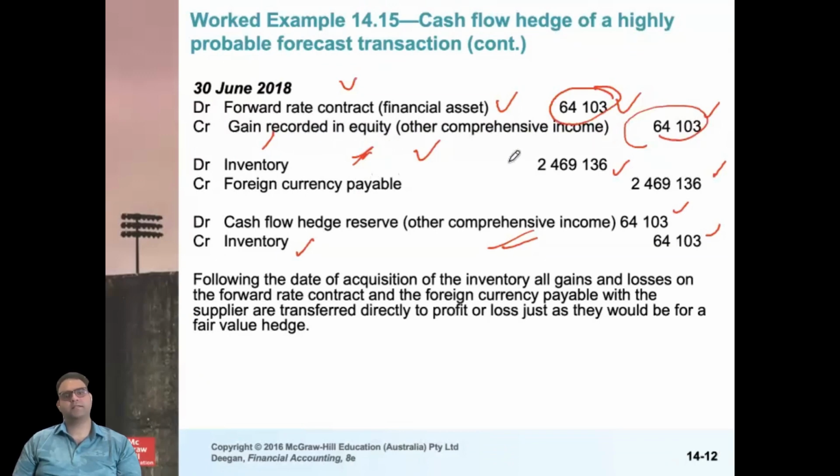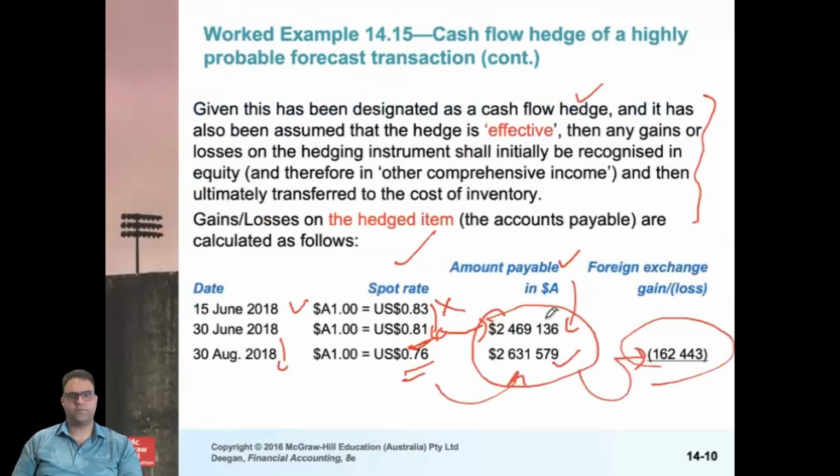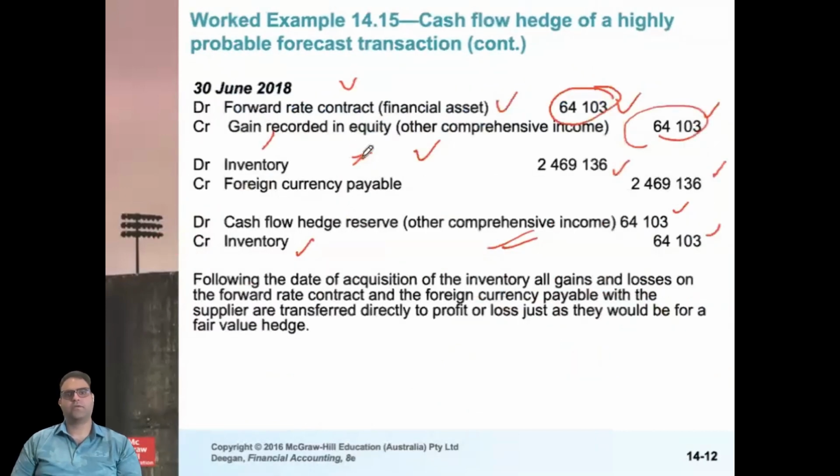Then there is a 2.469 million inventory, which is payable on 30th June. So on 30th June, inventory will be debited and foreign currency payable will be credited. This is a payable because we need to pay for this inventory, whatever inventory we buy from them. And in return, you have to record it under foreign currency payable. So it's more specific in the entry system.